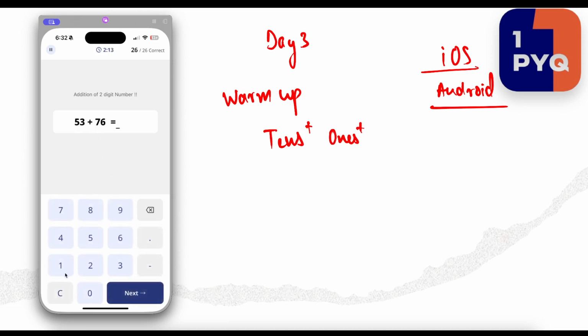5 plus 7 is 12, 12 with 9 is 129. 5 plus 2 is 7, 7 with 9 is 79. 2 plus 9 is 11, 11 with 4 is 114.